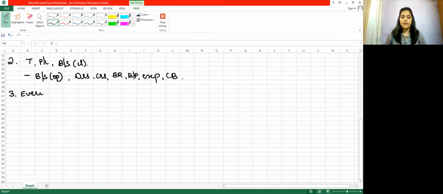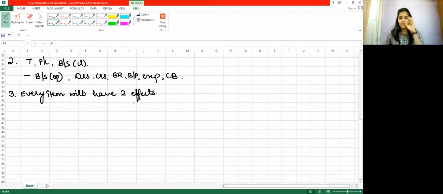Every item will have 2 effects. Every item you give 2 effects, definitely your closing balance sheet will tally.